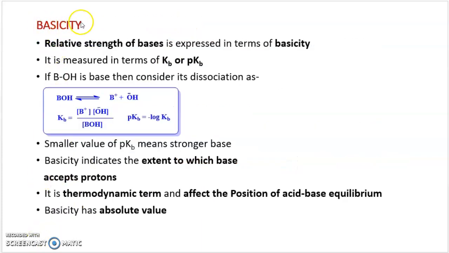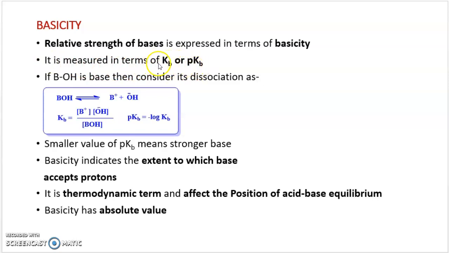Okay. Now see basicity. A base is any chemical species having a lone pair of electrons to donate. That is according to Lewis. The relative strength of bases is expressed in terms of basicity. If we have to compare two bases, then we have to compare their basicity, and it is measured in terms of Kb or pKb.